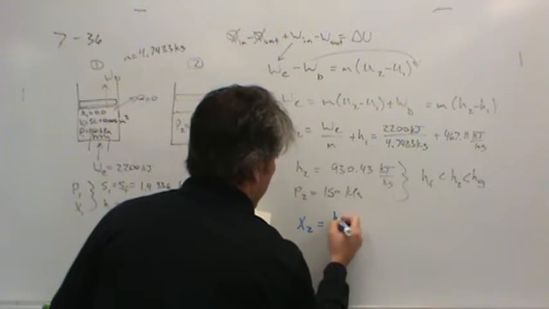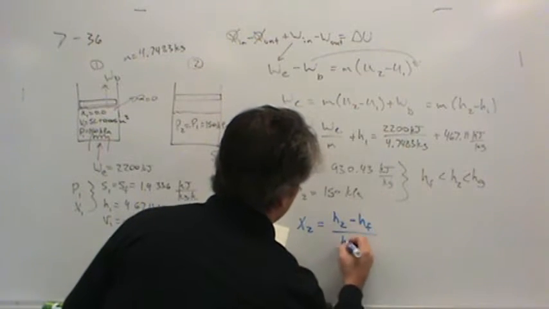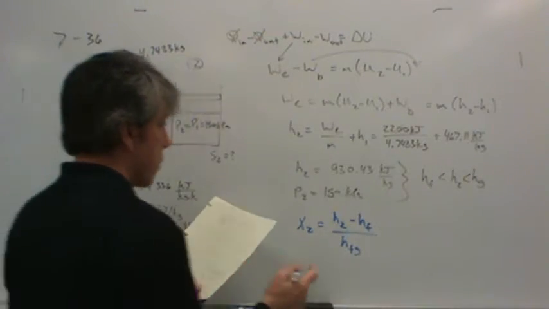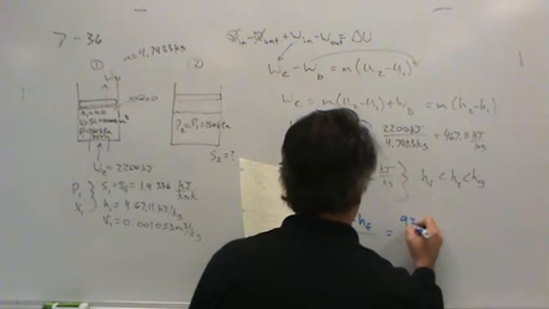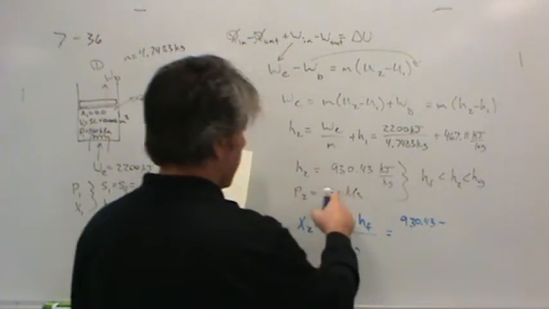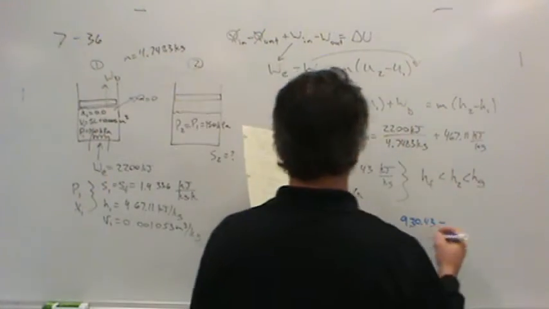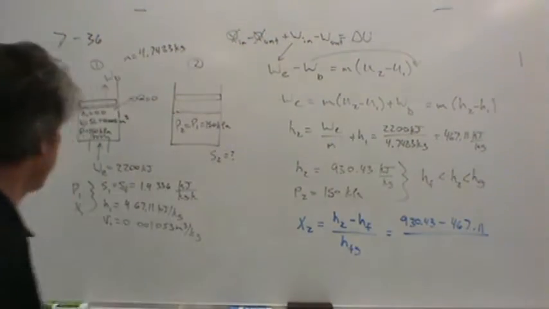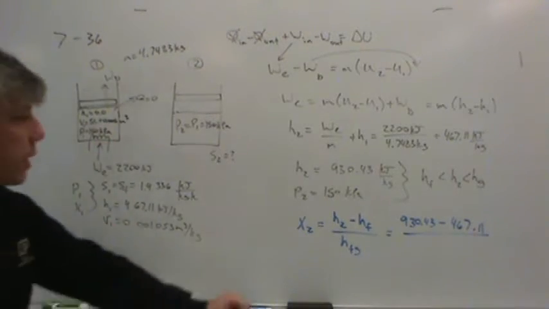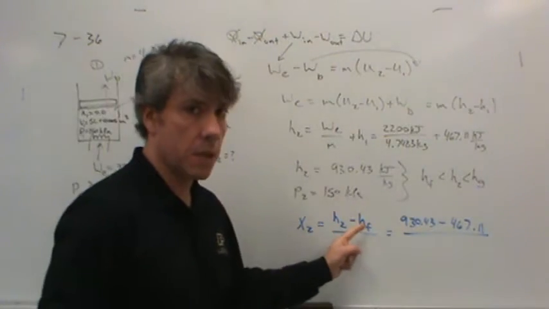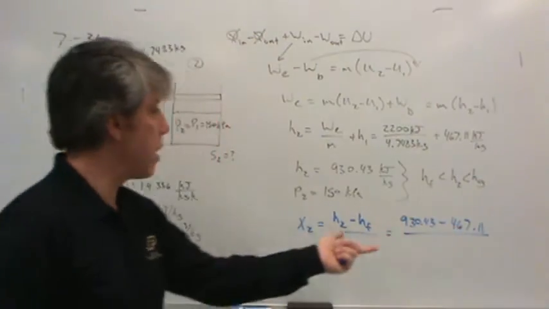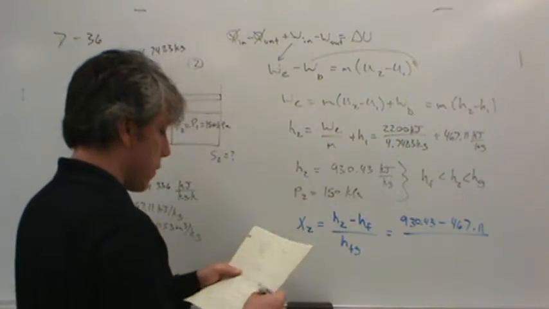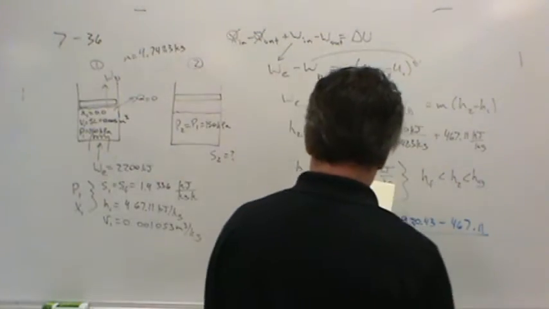So this would be the enthalpy in state 2 less HF, over HFG, the enthalpy between the two, saturated vapor and liquid state. So this is 930.43 kilojoules per kilogram. We already know that. Less HF, we already know that's 467.11 kilojoules per kilogram. That was just the enthalpy in state 1, which is just HF. It's not because it's state 1 that I'm putting it in here. It's because it's HF at 150 kilopascals. And you have to look up HFG, just the difference between the enthalpy of saturated vapor and liquid.